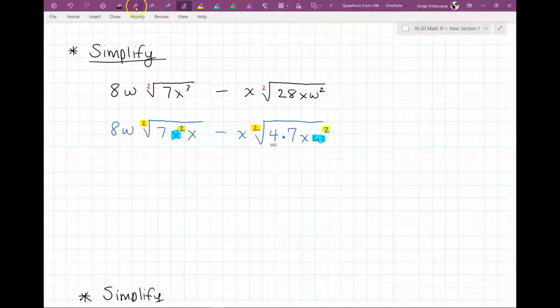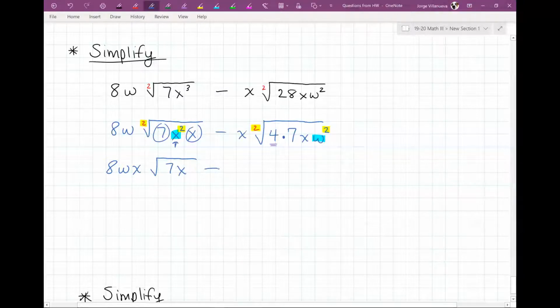Okay, so let's go ahead and start simplifying here. So 8w, I'm going to rewrite that here again. Now the things that can come out is this x right here. So 8wx, that's the only thing that can come out. The 7 has to stay, the x has to stay because they don't have square roots. So square root of 7x minus, now on this next step right here we have an x. Now the things that can come out are this 4, it's going to become a 2, and this w squared, the w will come out, so that's going to be a 2w square root of, the things that are left are the 7 and the x.